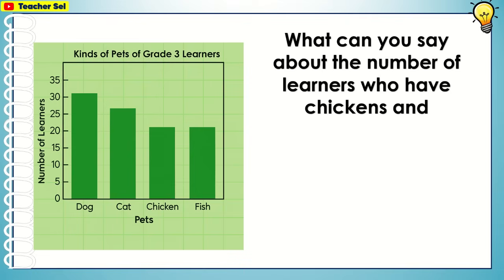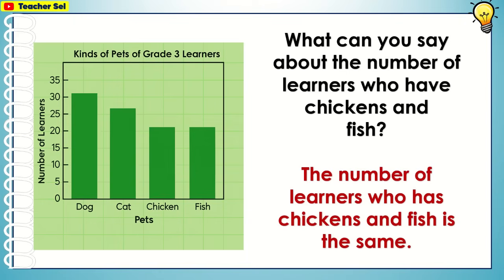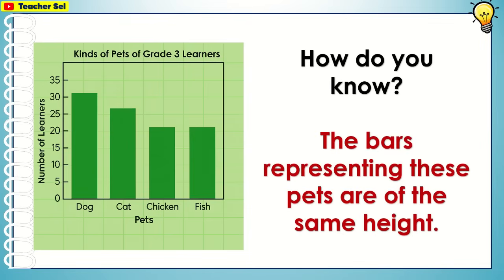What can you say about the number of learners who have chickens and fish? The number of learners who have chickens and fish is the same. How do you know? The bars representing these pets are of the same height.